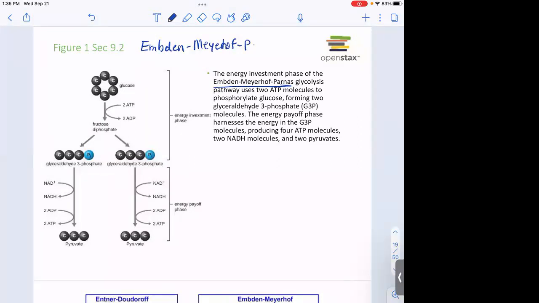The Embden-Meyerhof-Parnas pathway. Okay, so yes, it is a glycolytic pathway, and we usually refer to this as glycolysis because this is very widespread. Who's doing it? Almost all organisms. Everybody's doing it. And when we name it Embden-Meyerhof-Parnas, that just gives a nod to the people that elucidated it.